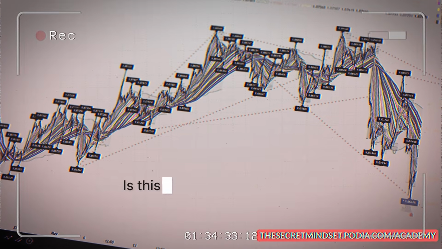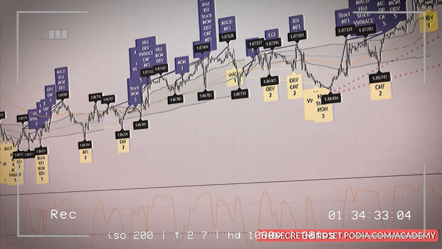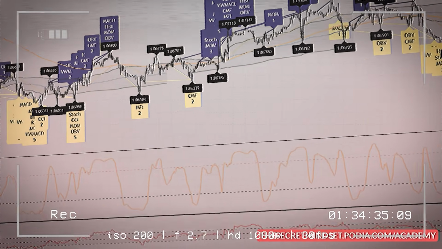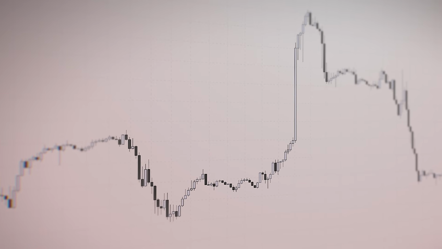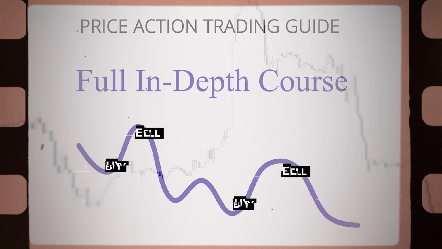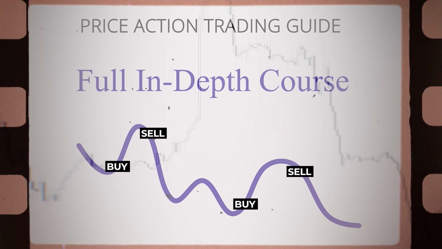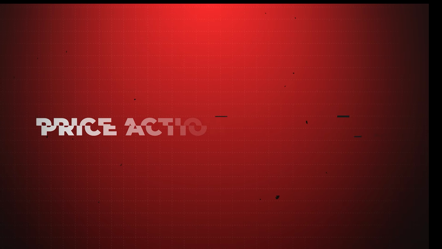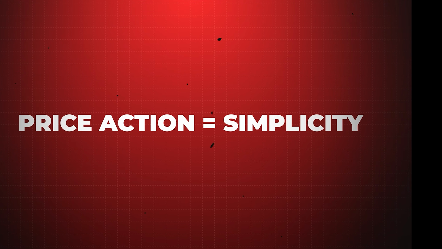If your charts look like a Christmas tree or some form of abstract art, you might have a problem. That's why in this guide, we'll strip away all the noise and focus on the pure essence of trading, price action. Price action trading is all about simplicity.